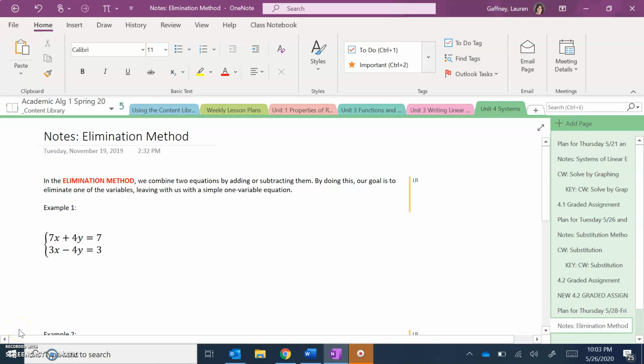Hi guys, so this is going to be the third way of solving systems. Sometimes graphing's easiest, sometimes substitution might be easiest. I prefer to use elimination whenever possible.